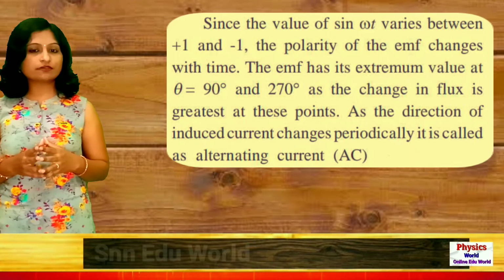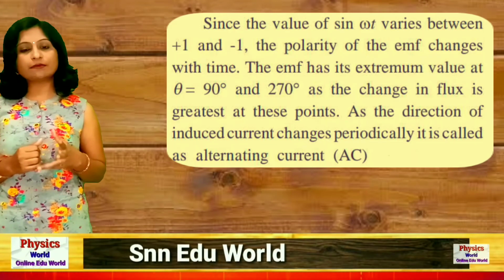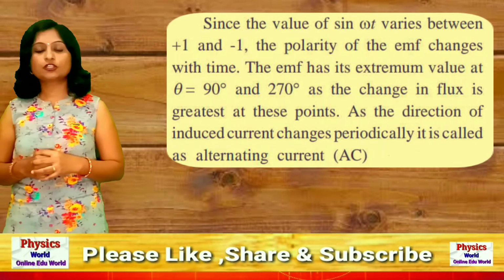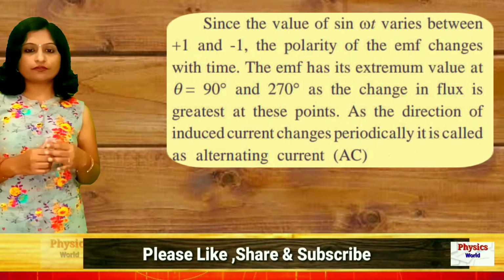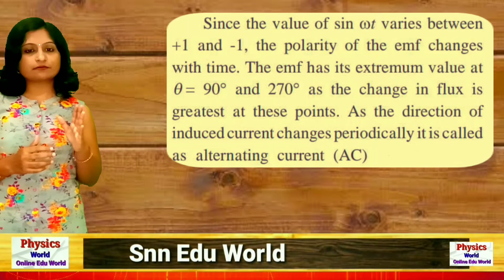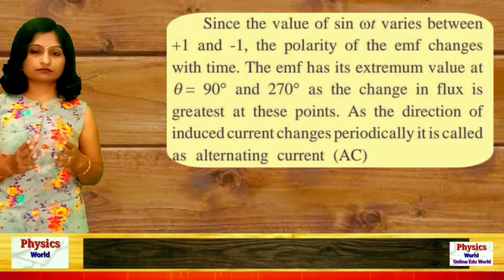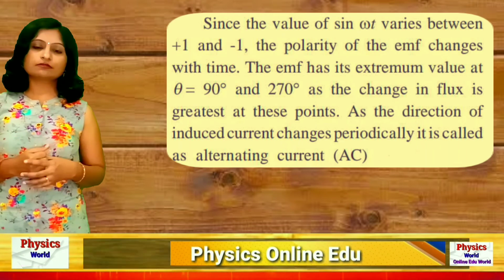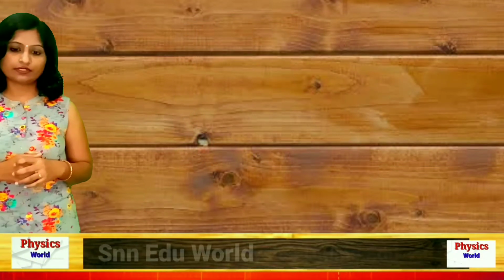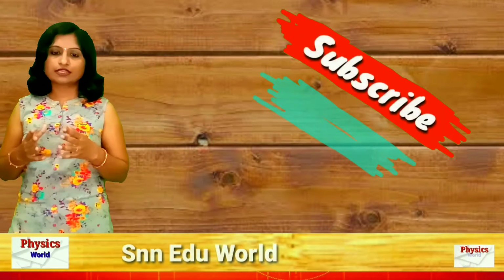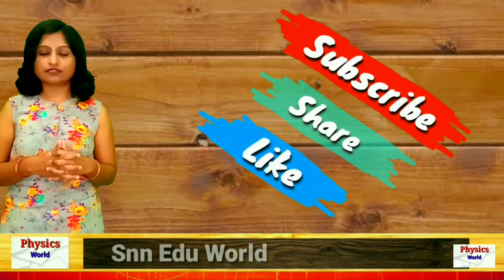We are having plus 1 value when sine theta is 90. We are having minus 1 value when sine theta is 270 degree. So maximum EMF when the coil is making 90 degree with the direction of magnetic field, or angle of 270 degree with the direction of magnetic field. So this is the value of the EMF produced in the AC generator.